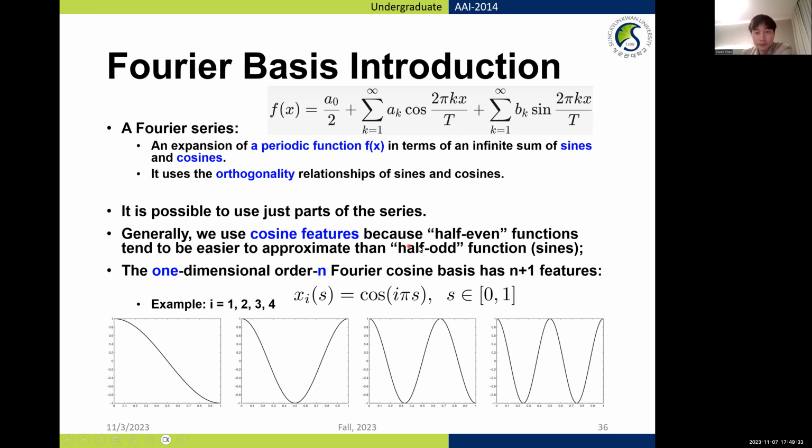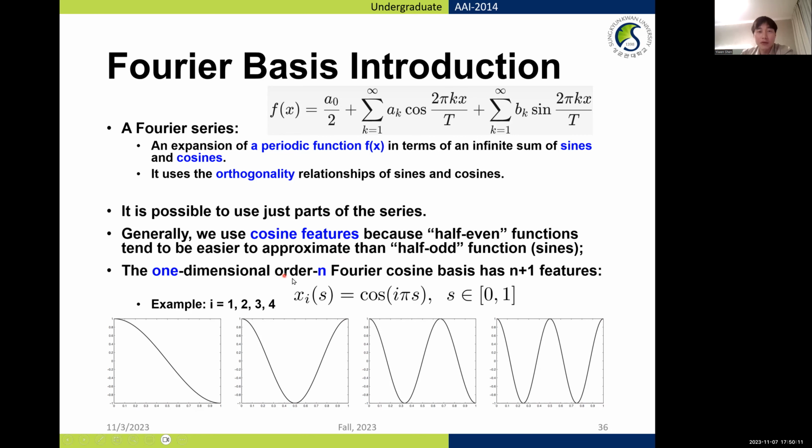The reason we use the cosine feature instead of the sine is that the cosine feature is a half-even function, which tends to be easier to approximate than the half-odd function, which is sine. The sine function crosses the origin, so it's possible that at the origin the function is discontinuous, which causes a non-differentiable problem. We cannot use SGD.